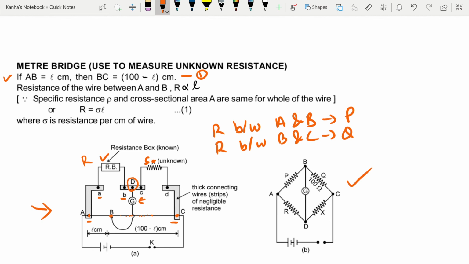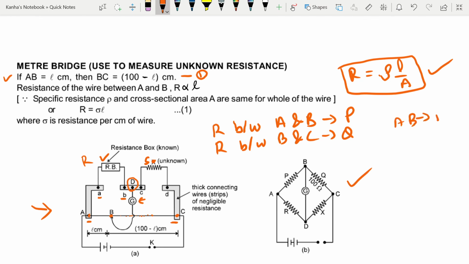Now as you know, the resistance of a wire will be proportional to its length, because R is equal to rho L by A, right? So resistance is proportional to the length. So due to this, if I know the length of the segment AB, I can calculate its resistance.